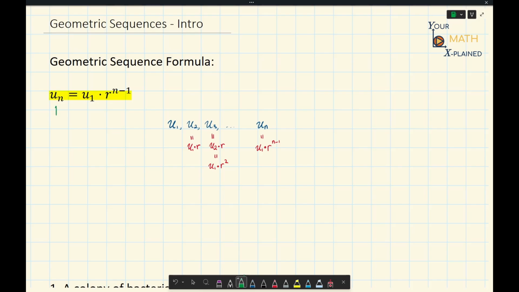So u sub n here is the value of the nth term. And u sub 1, of course, is going to be the value of the first term. And this r here is the common ratio. And n is the position, or the index number.